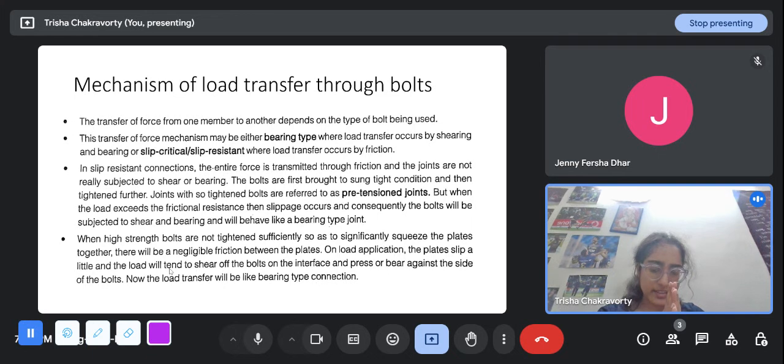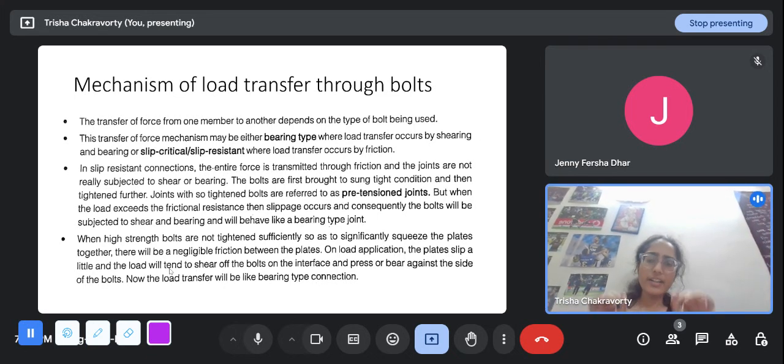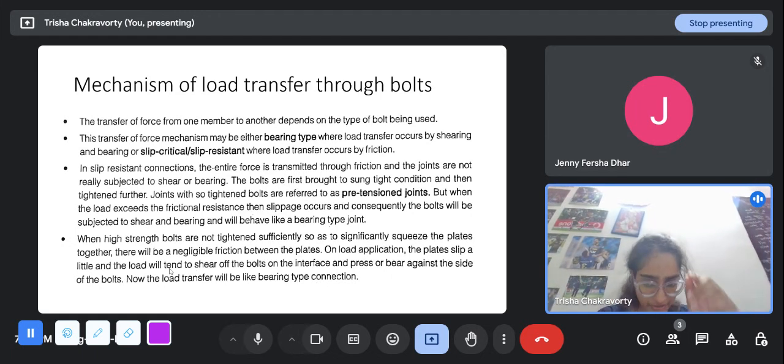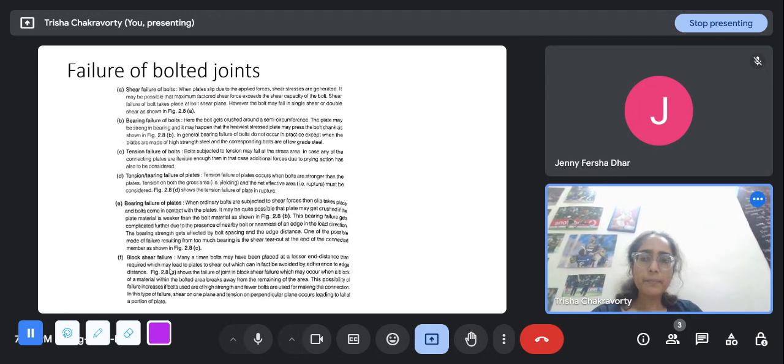Bearing is like pressing against each other. Shearing is two things cleaving off like this. So bearing and shearing always occur in pairs inside bolts. And the other aspect is the friction part that we generally don't look at in an undergraduate course.